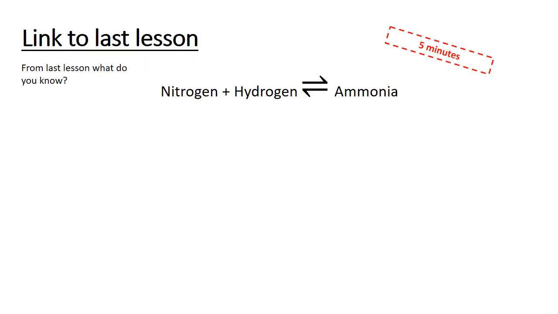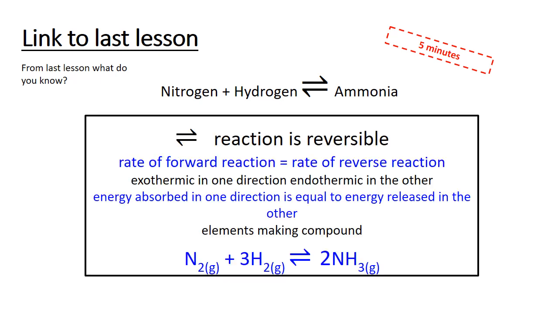So let's make some links to our previous learning and build on that now. We met the equation nitrogen plus hydrogen goes to ammonia, and obviously it goes in the opposite direction too. So we know that symbol means that the reaction is reversible, and we learnt that when the rate of the forward reaction equals the rate of the reverse reaction, we've said it's met dynamic equilibrium. The energy absorbed in one direction is equal to the energy released in the other direction, and we can see that we've got elements making compounds.